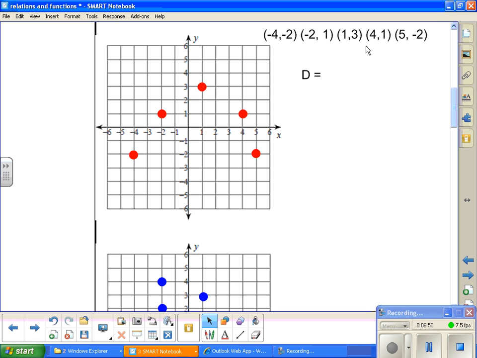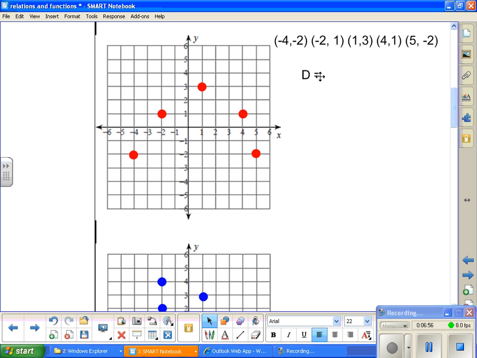So for this one, what you have to do is, you again want to go ahead and list your domain and your range. So I'm not going to put it in order. I have a -4, a -2, I have a 1, a 4, and a 5. My range, I have a -2, a 1, a 3.